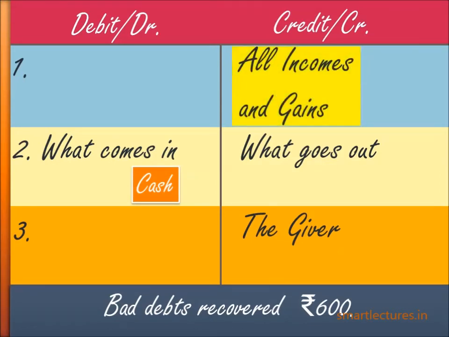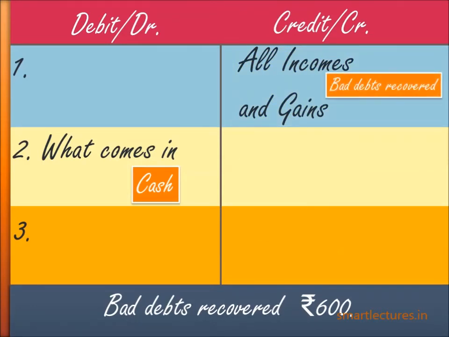Now on credit side, credit all incomes and gains. Is there any income? Yes. Bad debts recovered is always treated as an income. And the name of this income is bad debts recovered. So you write down bad debts recovered. So use the prefix of to on credit side and use the suffix of account on both sides. So cash account and then to bad debts recovered account.